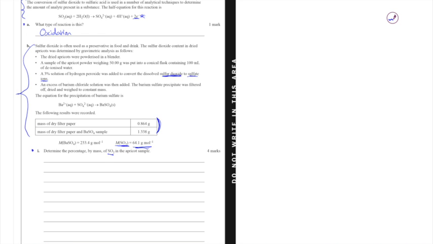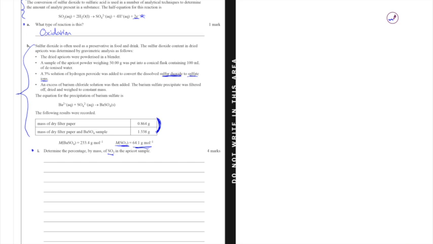Next part of the question, an excess of barium chloride solution was then added. The barium sulfate precipitated was filtered off, dried, and weighed to constant mass. Okay, now I understand the picture here. So, let's work backwards. Starting with this last sentence, the barium sulfate precipitate was filtered off, dried, and weighed to constant mass. That's what this highlighted step is down here, guys. This is the precipitate from that gravimetric analysis.